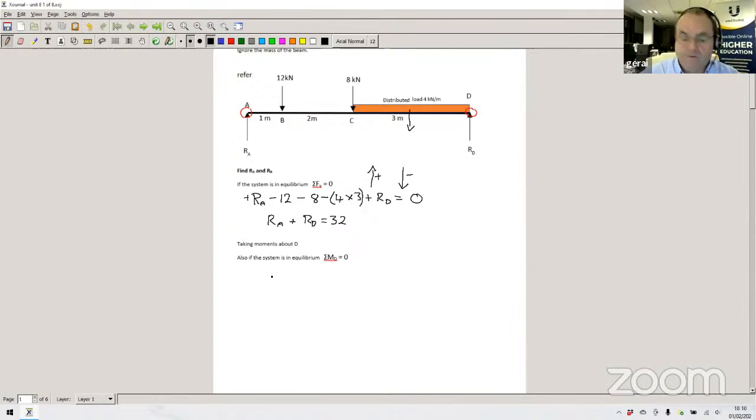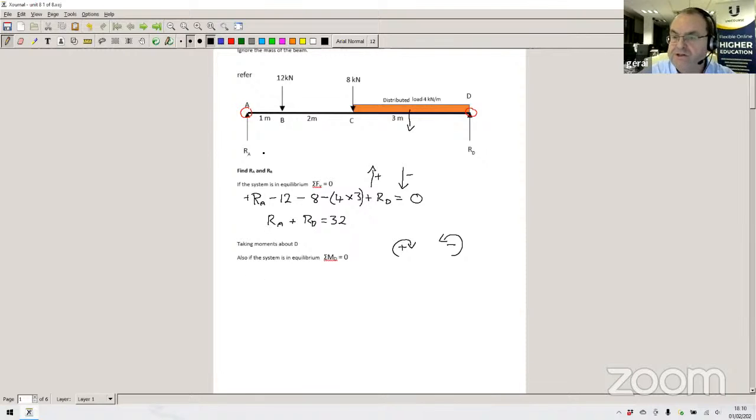So what we'll do now, we'll take moments around point D. Again, we need a sign convention. So if it's a clockwise motion, we'll give it a positive sign convention. And if it's an anti-clockwise motion, we'll give it a negative sign convention. Again, it doesn't matter which way around you have the sign convention, providing that you're consistent. But this is the customary way of doing the sign conventions for moments. So we'll start off from D.